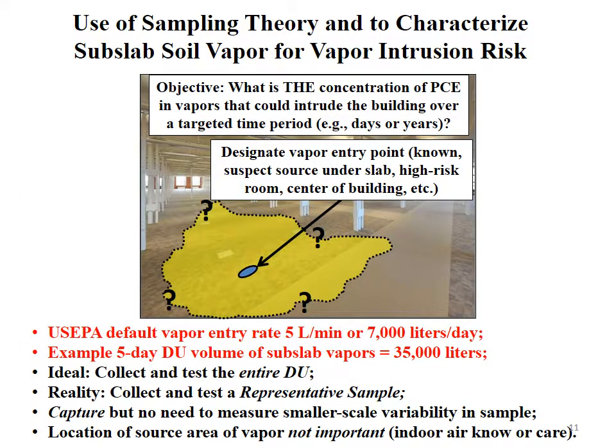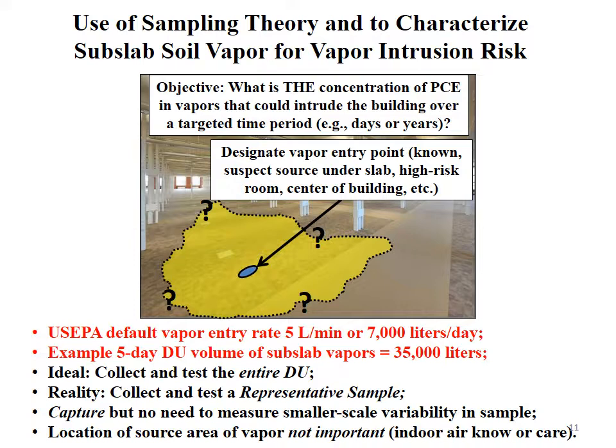How can we apply this to testing of subslab vapors and to assess vapor intrusion risk? Again, let's start back at the beginning and think about what we really want to ask and what we're looking for. What we want to know is what is the concentration, say, of PCE, whatever VOC we're looking at, in vapors that could intrude a building over a targeted time period through a designated entry point in the building.